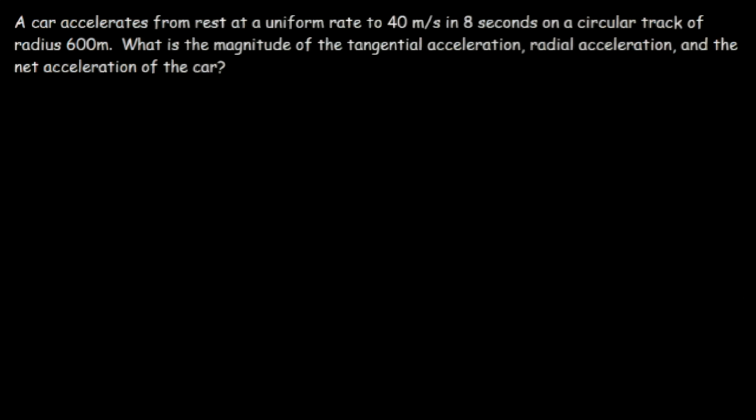Let's try this problem. A car accelerates from rest at a uniform rate to 40 meters per second in 8 seconds on a circular track of radius 600 meters. What is the magnitude of the tangential acceleration, the radial acceleration, and the net acceleration of the car?